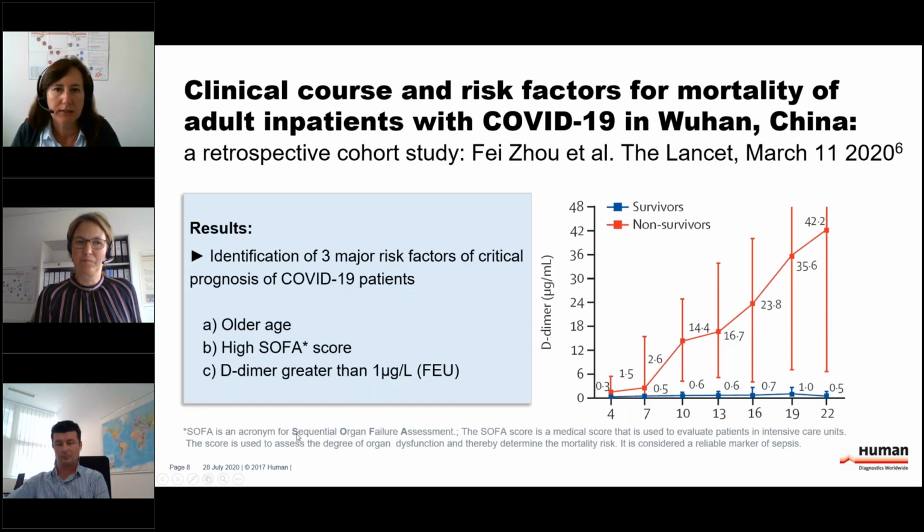This clinical and diagnostic picture was also observed in the first Chinese studies that were confirmed and summarized in a retrospective cohort study by Fei Zhou et al. The authors concluded by then and identified 3 major risk factors that are critical for the prognosis of COVID-19 patients. These are older age, a high SOFA score, which is sequential organ failure assessment, and a D-dimer value that is greater than 1 microgram per liter in fibrinogen equivalent units. As you can see on the graph on the right, there are rising D-dimer levels, especially in the non-survivors group.